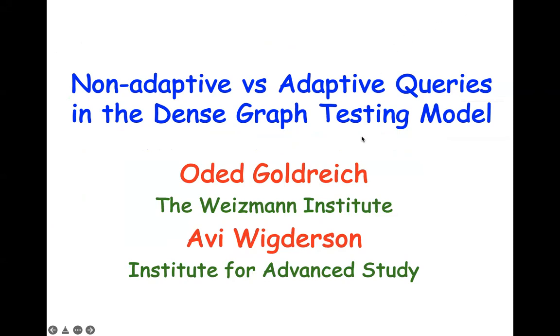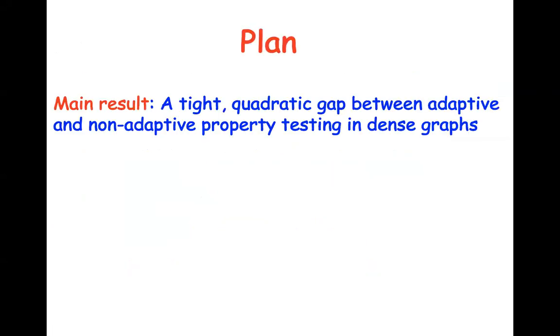Hi everyone. Today I want to tell you about a paper with Oded Goldreich on non-adaptive versus adaptive queries in the dense graph testing model. The plan is simple. I want to tell you the main result. It's a tight quadratic gap between adaptive and non-adaptive testers in this model.